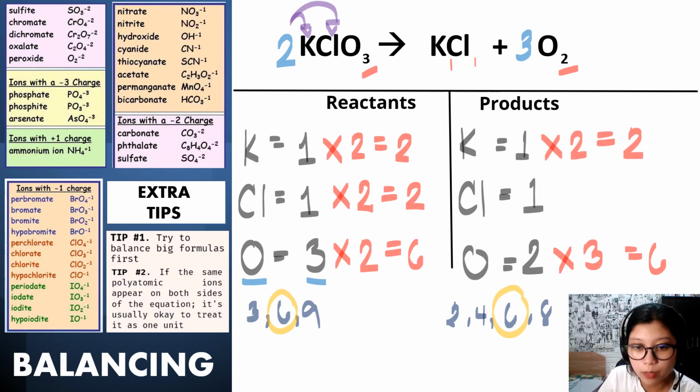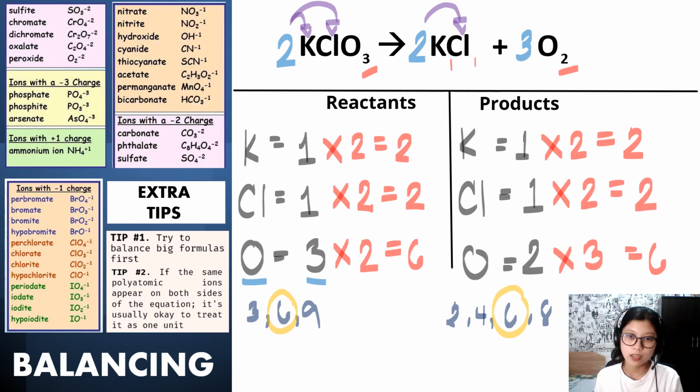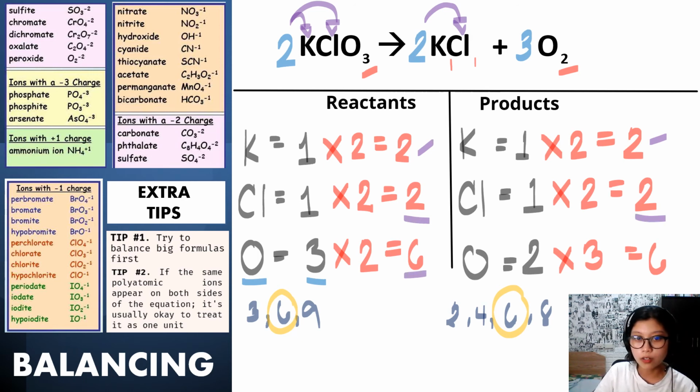Since we multiplied K by 2, we will place the coefficient 2 right before KCl. And remember, KCl is a compound. Thus, Cl is affected, so Cl will be multiplied by 2 and we'll have the same number of atoms. Now, is the chemical equation balanced? Yes, because we have the same number of atoms present for K, for Cl, and for oxygen.